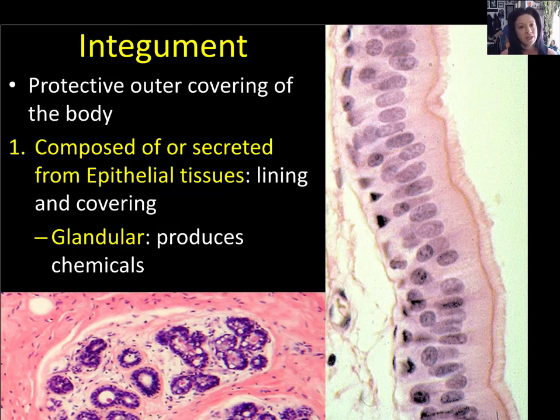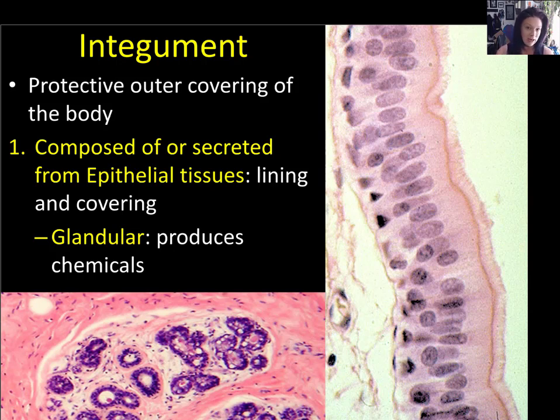The primary function of the integument is to act as a protective outer covering of the body, but it also acts as a protective lining on the inner surface of our hollow organs, such as our stomach or our intestines. The integument itself is composed of, or it's secreted from, epithelial tissues, which we talked about in our histology unit. Remember, epithelial tissues are made up of epithelial cells, and they include things like glandular tissue.